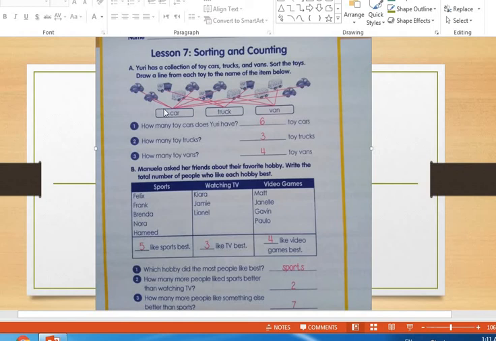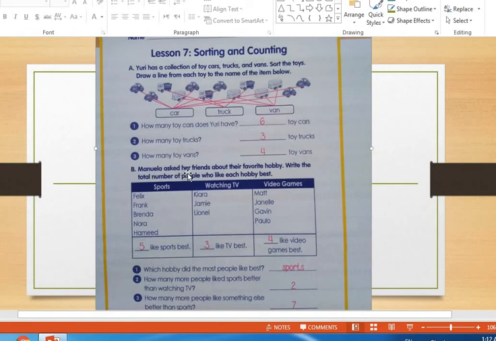How many toy cars does Yuri have? If I count here the cars, I will find that there are 6 toy cars. 1, 2, 3, 4, 5, 6. So they are 6 toy cars. How many toy trucks? If I count them, I will find that there are 3. Okay, this is the toy truck. 1, 2, and 3. How many toy vans? Let's count. 1, 2, 3, 4. 4 toy vans. Bravo.